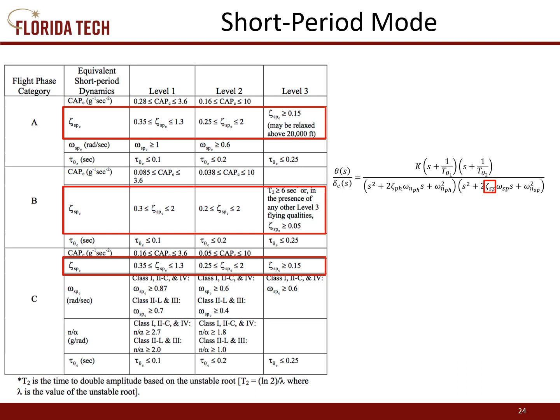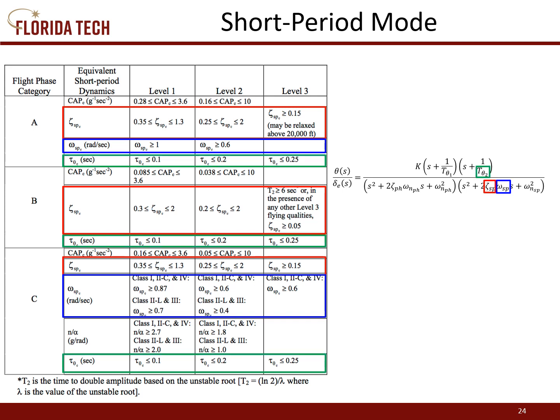So you would take the damping ratio, and right there it would show you the minimum and maximum values. Likewise, you would take the natural frequency of the short period mode, and you would also look at category A, B, C, and level 1, 2, and 3 requirements on minimum values for the natural frequency. The time constant T theta 2 is also specified.